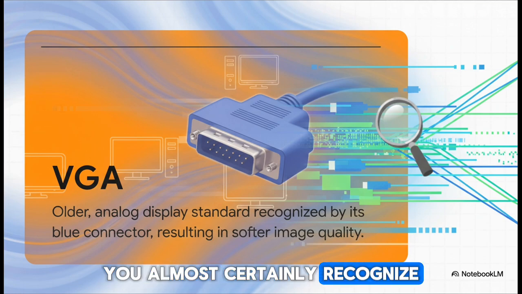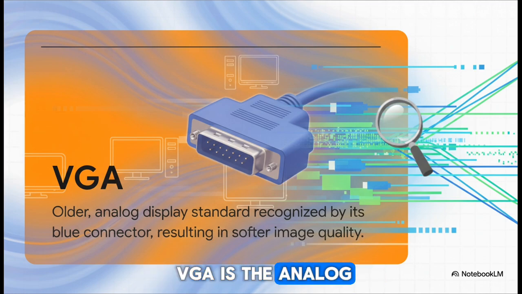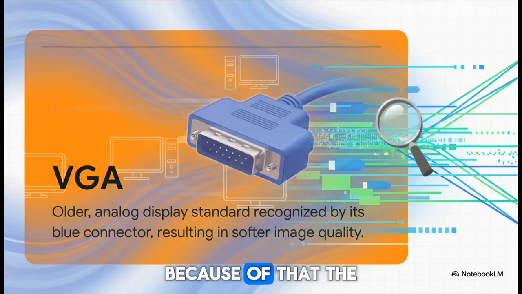You almost certainly recognize this by its chunky blue multi-pin connector. VGA is the analog ancestor that transmitted, you guessed it, analog video signals. Because of that, the image quality was naturally a bit softer, but it completely paved the way for the razor-sharp digital connections we completely rely on today.